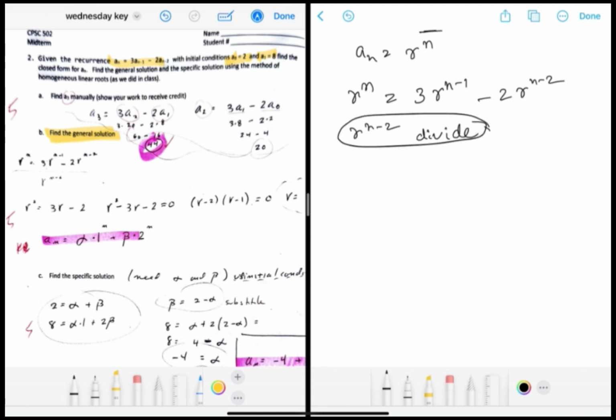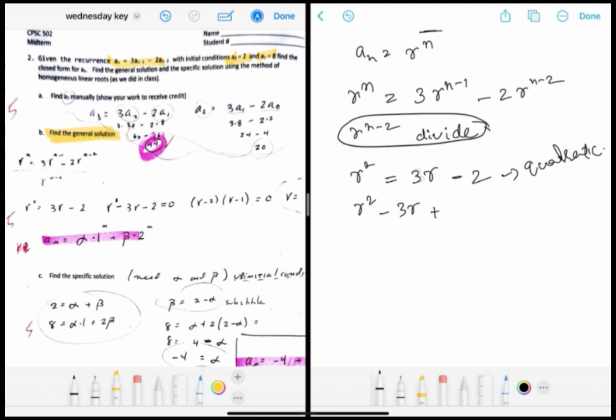So if we divide that, it's going to be r square is equal to 3r minus 2. This is very similar to a quadratic equation, or else we can call this a quadratic equation. So we just have to find the roots for this quadratic equation and we'll have a value for our r. So let's do that. r square minus 3r plus 2 is equal to 0.